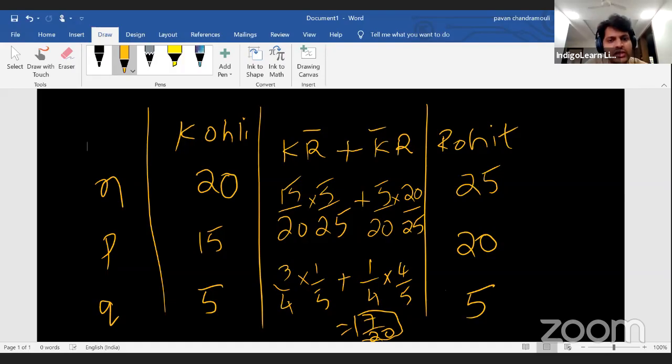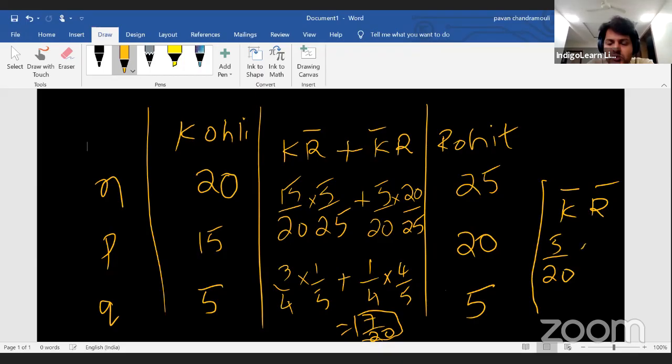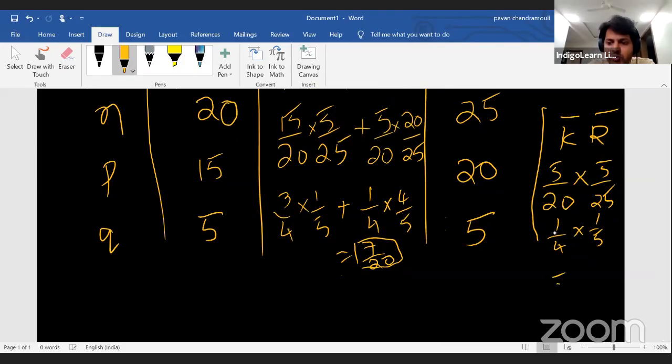What is the possibility that none of them score a century, like what happened in the World Cup semi-finals with New Zealand? What is the answer for this? Then you can say, sir, now I am very clear. It should be Kohli failing and Rohit also failing. Yes, you are on the right track. What is the possibility that Rohit fails or Kohli fails? 5 upon 20. What is the possibility that Rohit fails? 5 upon 25. So basically 1 by 4 into 1 by 5. So basically this translates to 1 by 20.